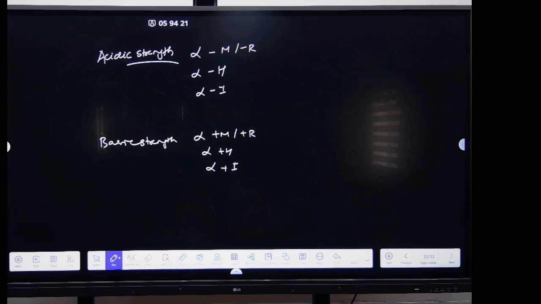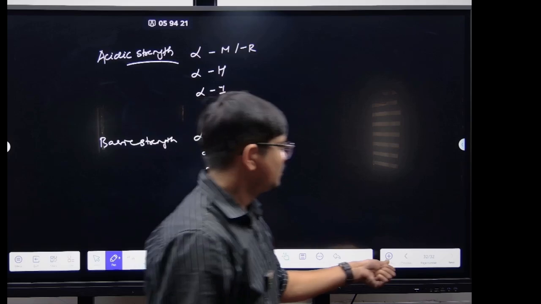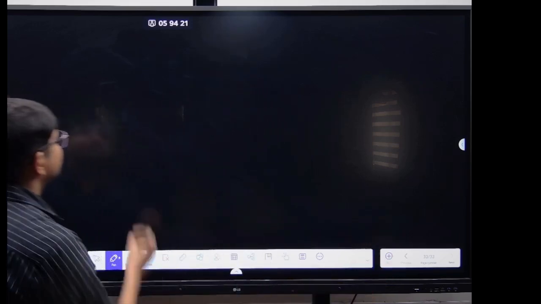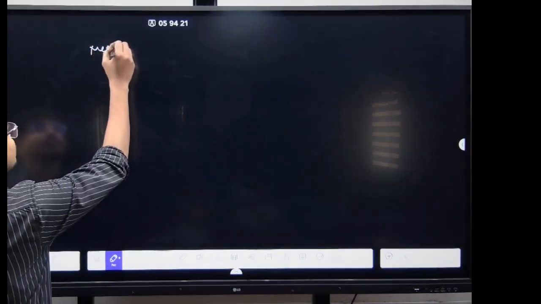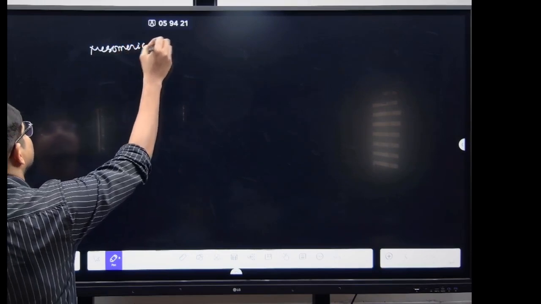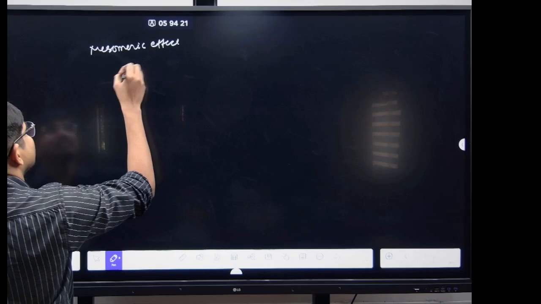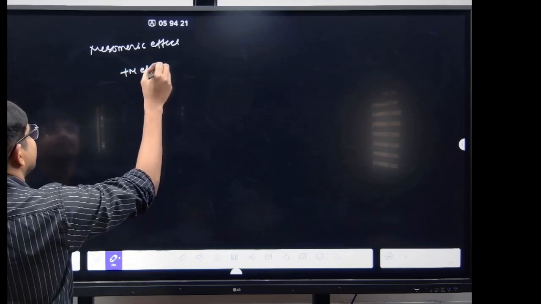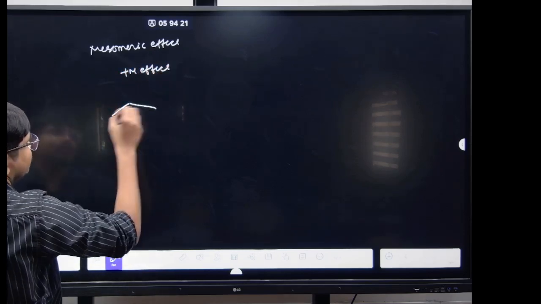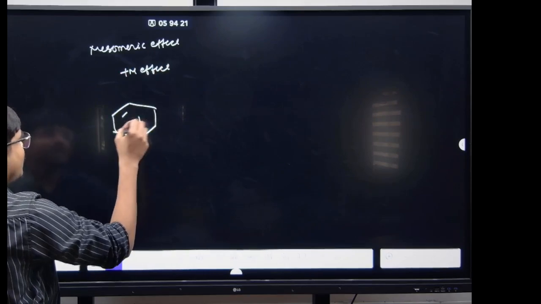More the plus M effect, more will be the basicity. For example, look here, what do you mean by the mesomeric effect? See here, mesomeric effect, you have two types. Mesomeric effect, see here, you have the plus M effect. Look here, plus M effect. Suppose you have this part, NH2, right?